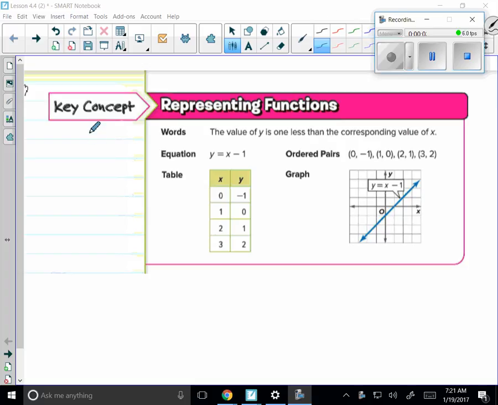Welcome to the video for 4.4. This is the second video and I'm just doing examples 3, 4, and 5 and then some of our examples on our own. This is starting on page 298. We're starting with representing functions at the top here.